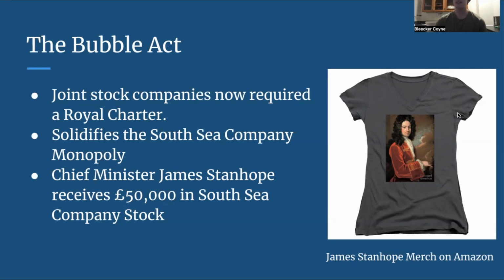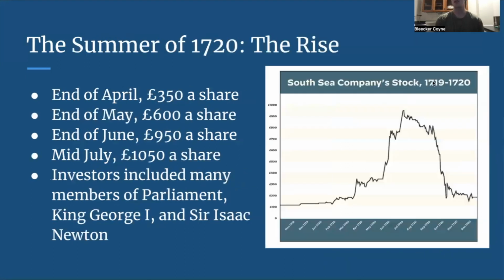In response to the Bubble Act, the South Sea Company's stock peaked in early June, and investors began to sell. To counterbalance this, the company's directors ordered their agents to buy, which succeeded in further inflating the prices. Anticipating substantial profits, investors like King George I, members of Parliament, and physics legend Sir Isaac Newton invested.